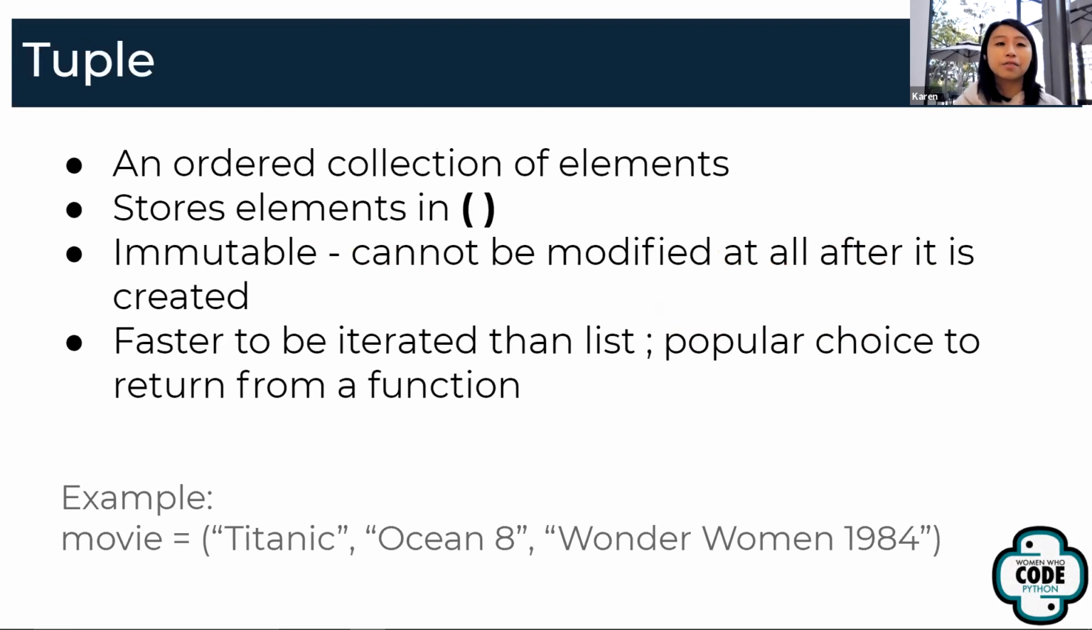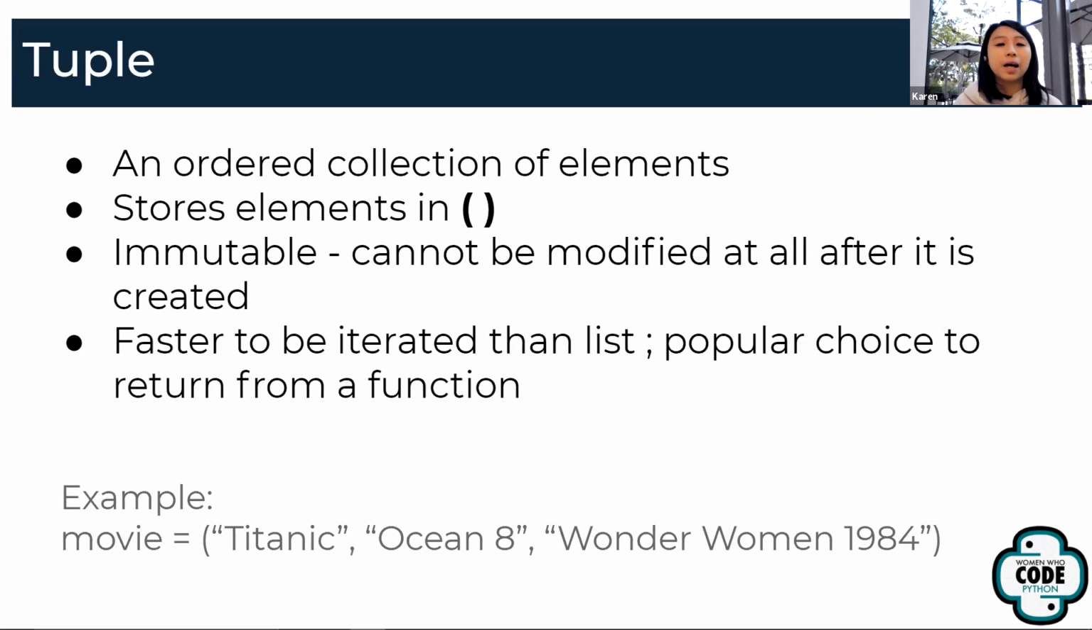So now we have tuples. If you've heard of it, good. If this is the first time you've heard of it, we assume everyone is a new learner here. It is an ordered collection of items. It stores elements in just regular brackets. It's immutable. That means it cannot be modified after it's created, and you cannot take out things or modify it easily.